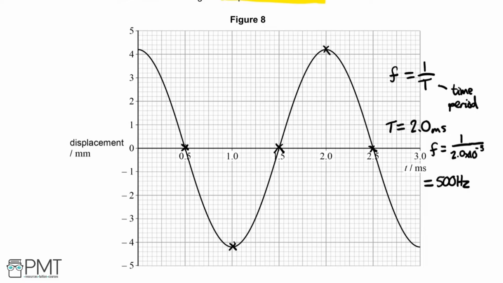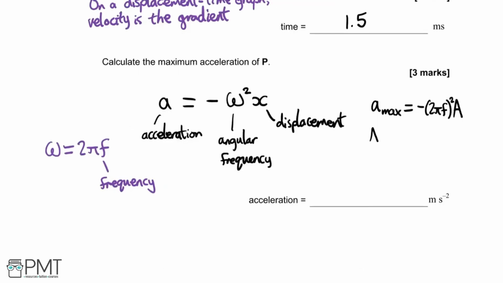Then we need to find the amplitude, which is just the maximum displacement. You'll notice that this most extreme point up at the top is at 4.2. Let's just look at the units there. So that's in millimeters. So we need to convert that to meters. So 4.2 times 10 to the power of minus 3 meters. Let's just write our two values down in the answer space. So 4.2 times 10 to the power of minus 3 meters for the amplitude, and a frequency of 500 hertz. And it's always just worth writing down where you got that frequency from.